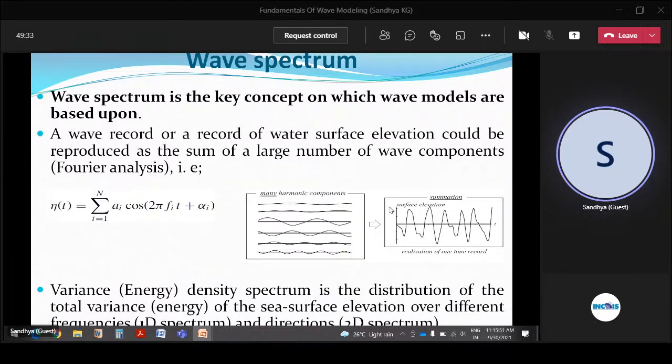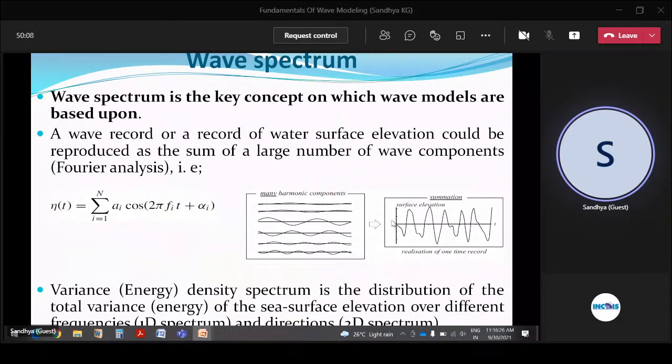But just for your understanding, this wave record or wave profile could be reproduced as a sum of a large number of wave components by Fourier analysis. So these are different Fourier components, and a wave profile having any shape could be represented like this, as a summation of many harmonic wave components. This is a basic thing from Fourier analysis. Now the variance or energy spectrum is the distribution of the total energy over various frequencies.